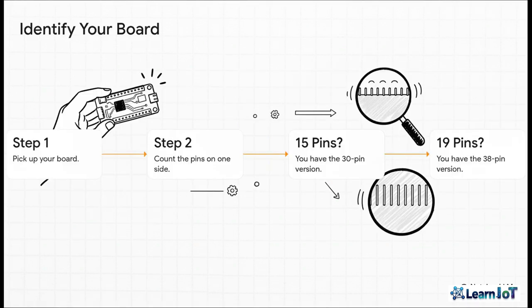Don't worry, it's actually really easy to check. Just grab your board right now. Count the pins down one of the long sides. If you get to 15, congrats, you've got the 30-pin board. If you count 19, then you have the wider 38-pin version.